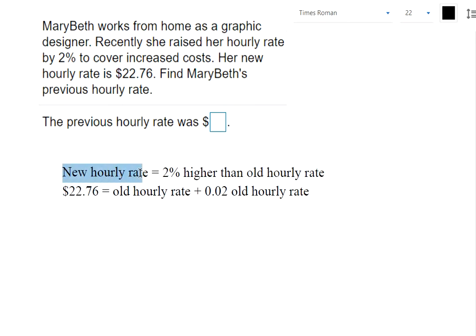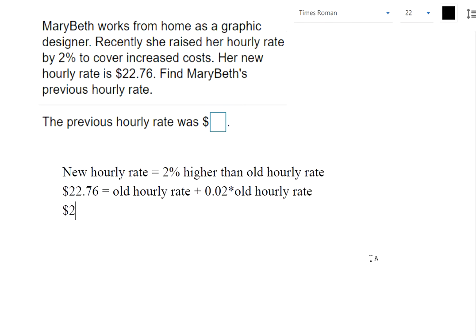Okay? Because look, the new hourly rate is $22.76. It's 2% higher than the old hourly rate. So that means take whatever that old hourly rate is and add 2% of it. And that's how we find 2% of a number, right? If you were trying to find out how much money to leave for a tip and you wanted to leave 20%, you'd multiply by the decimal form of the percentage. Same thing here, except this is like a 2% tip, right? Multiply by the decimal form of the percentage.